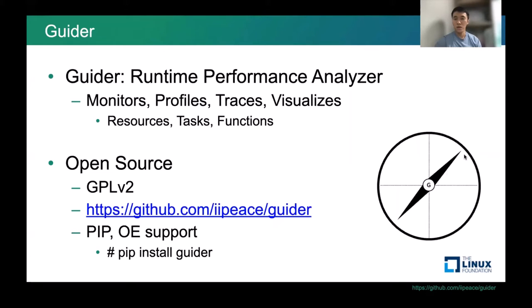So I introduce Guider, Unified Runtime Performance Analyzer. It can monitor, profile, trace, and visualize various performance factors. Monitoring features provide continuous performance stats every interval in real time. Profiling features provide a statistical overview of data collected during a specific interval. Tracing features provide the specific data on the execution of tasks in the form of logs.